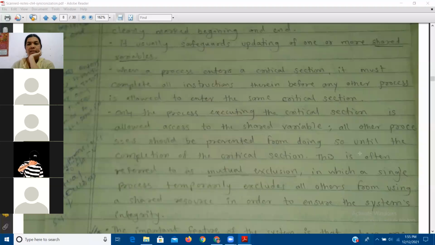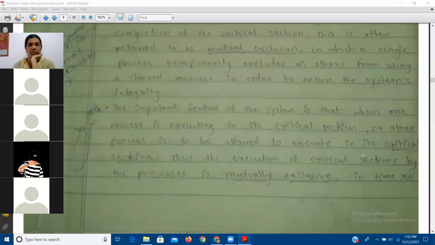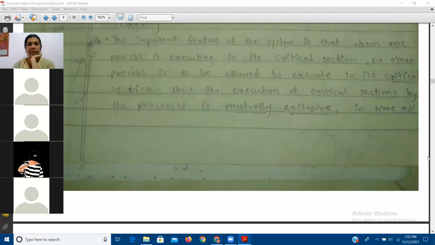So write it fast. We'll discuss one algorithm and then we'll stop. Is it over? So don't write this last paragraph.